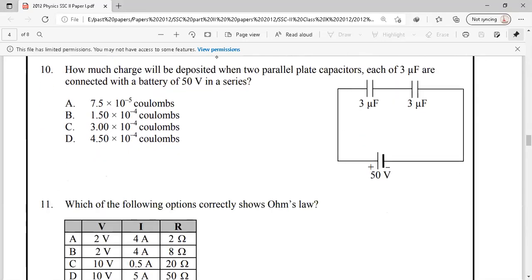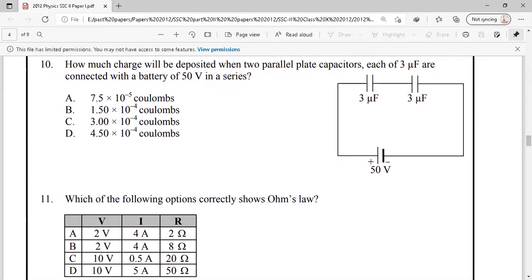Then let's see question number 10 and 11. How much charge will be deposited? So it means we have to find the magnitude of charge. When two parallel plate capacitors, each of 3 microfarads, are connected in series with a battery of 50 volts, we have to find the total charge Q. We have the total voltage V, and that is 50 volts, and we can find the total capacitance from this given diagram.